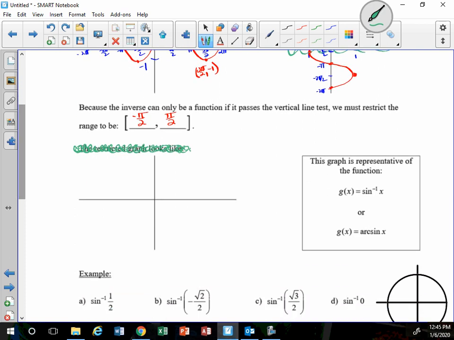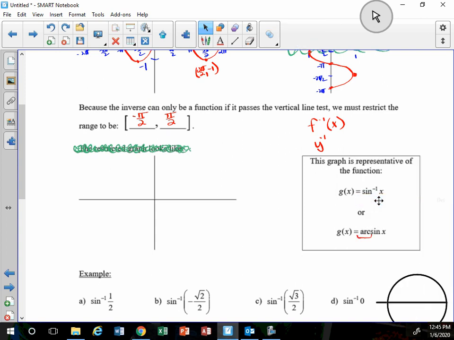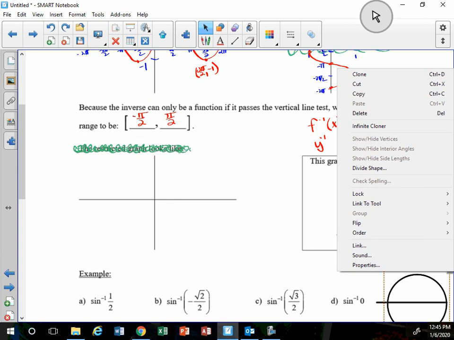For notation purposes, I'm sure last year, did you guys see like the little -1 for f of x, the inverse of function, or maybe you even saw that every once in a while. That means inverse, so g of x equals inverse sine of x, or if you see arc, that means the exact same thing. So it's just two notations that mean the same thing. Okay? Very good.